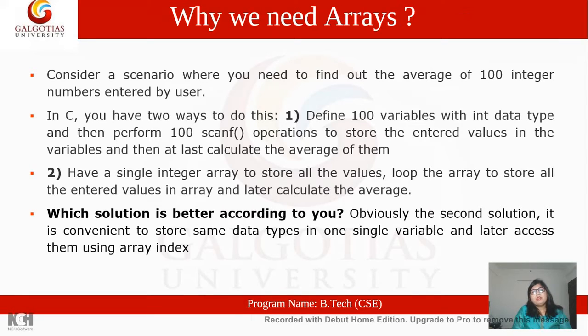Okay, so our question was why we need arrays. Now consider a scenario where you need to find out the average of 5 numbers. Easy. When I say 5 numbers, that means you are going to take 5 numbers, sum them up and then divide by 5, because this is the formula or the logic of getting the average.